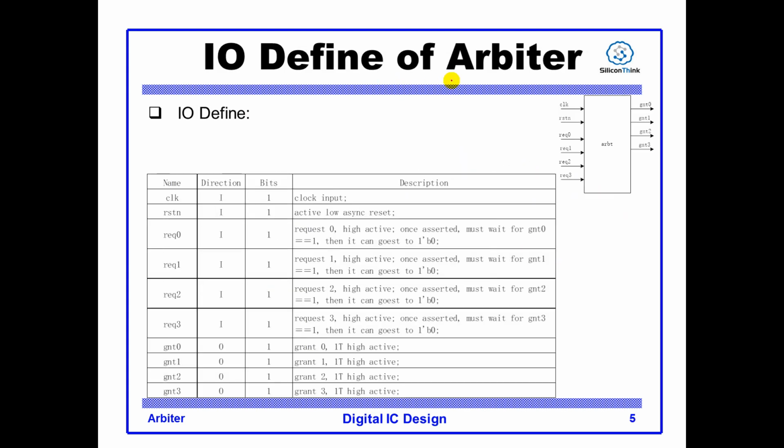If you want to design an arbiter, you can write the IO definition as below. This is the block diagram I talked about before. Then you can define the IO signals and write a document like that. The request and grant signals, as I have explained, are something like a handshake interface, the valid and ACK handshake interface. Or you can say they are almost the same.